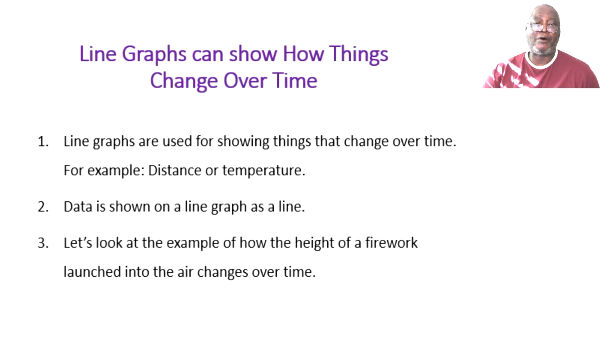Graphs can show how things change over time, and the best way of showing that is through a line graph. A perfect example which we always use is population change over the past 10 years. The line graphs are used for showing things that change over time, for example, distance or temperature or population change, as I mentioned earlier on. Data is shown on a line graph as a line. Let's look at the example of how the height of a firework launched into the air changes over time.